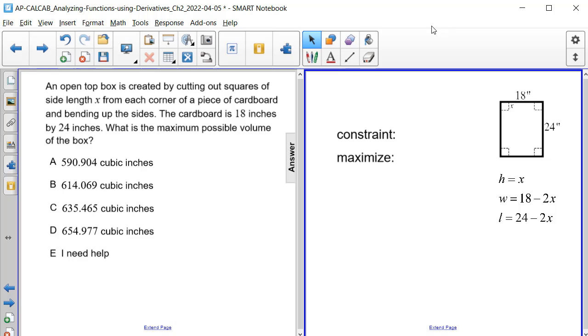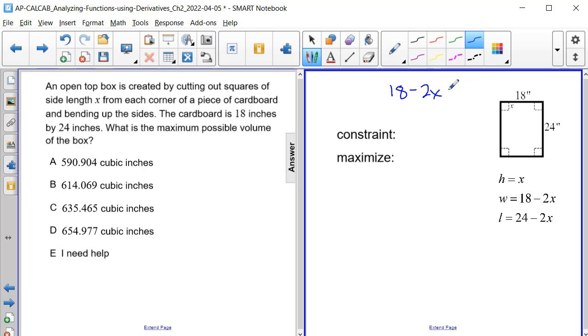So the next step in solving this problem is to define the constraints of our variable. Well, we know that the width and length of a box cannot be negative numbers. And both of these expressions are subtracting a 2x. So let's use our width equation, or the expression for width, to set up an inequality here. So we have that 18 minus 2x must be less than 18, but also greater than 0.